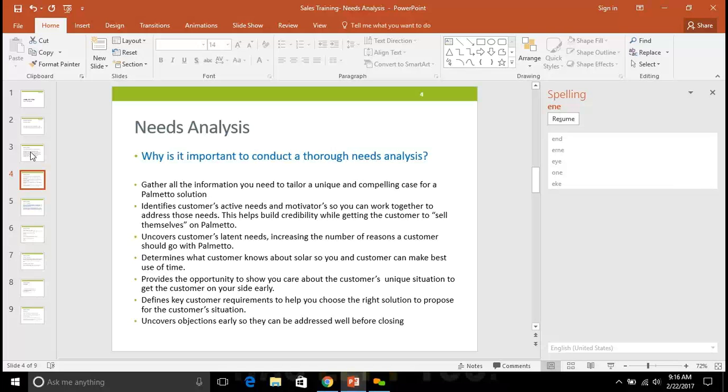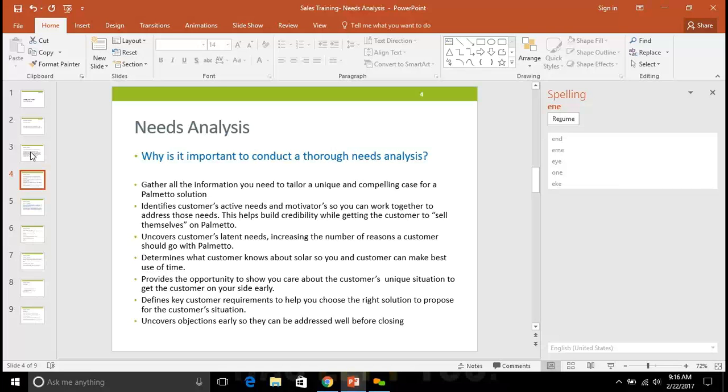Provides the opportunity to show you care about the customer's unique situation to get the customer on your side early. We want to put people in a situation where they feel that we're in a consultation. It's us versus the utility. It's us versus the competition, not you versus them.